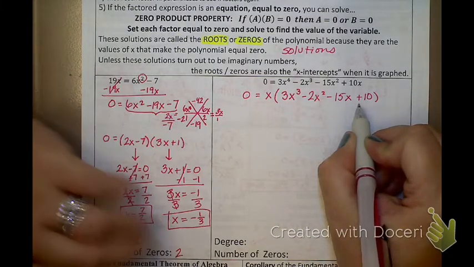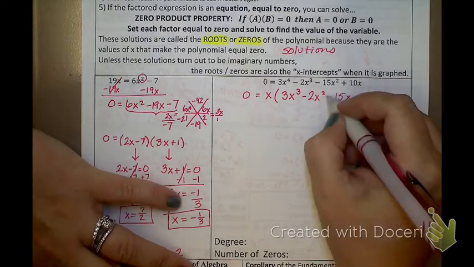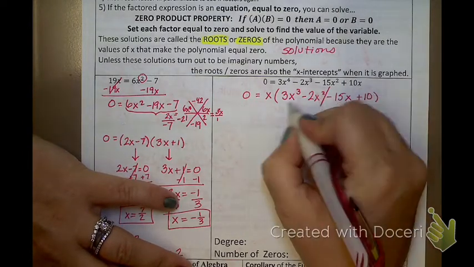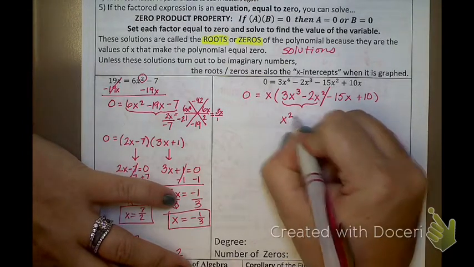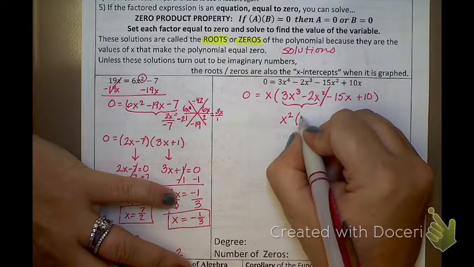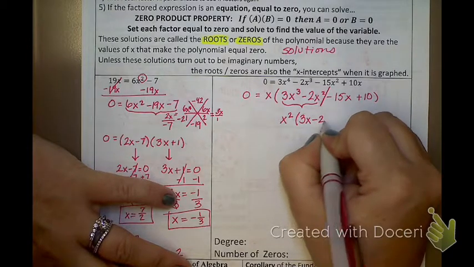I have 4 terms, so I can't use snowflake. I have to use grouping. So I'm going to cut it in half. Those two have, let's see, x squared in common. And left inside would be 3x minus 2.